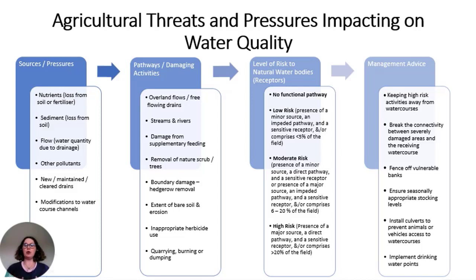Ensuring seasonally appropriate stocking levels is key. Ensuring culverts, allowing access for humans, machinery and animals across the water, are put in place, and ensuring that there's drinking water supplies, particularly if you're implementing quick management methods such as fencing.